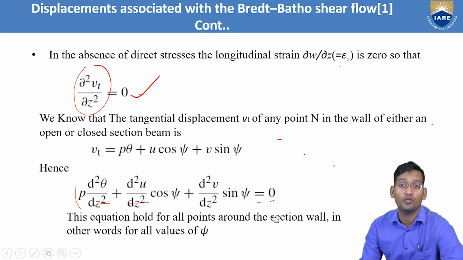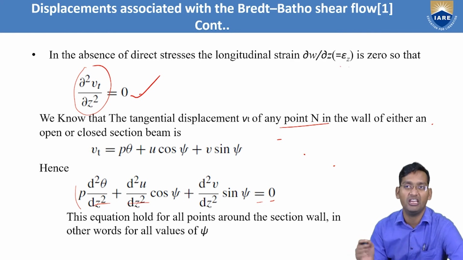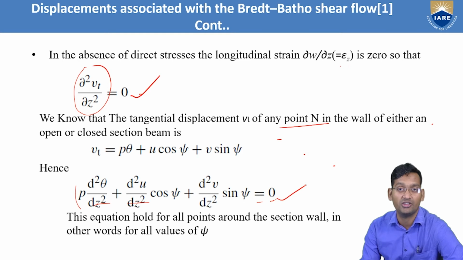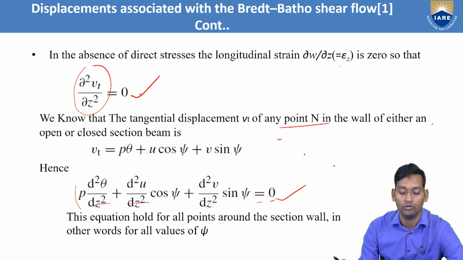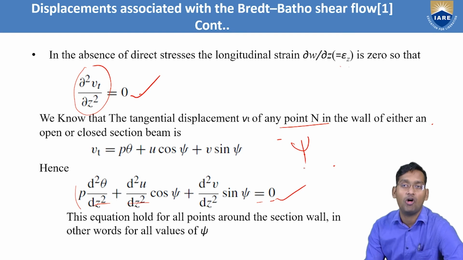This equation holds for all points around the section wall. We assume any arbitrary point, and that arbitrary point can be anywhere. That's why this is valid for all the points around the section wall, in other words, for all values of psi. Whatever the value of psi is, this equation is valid.